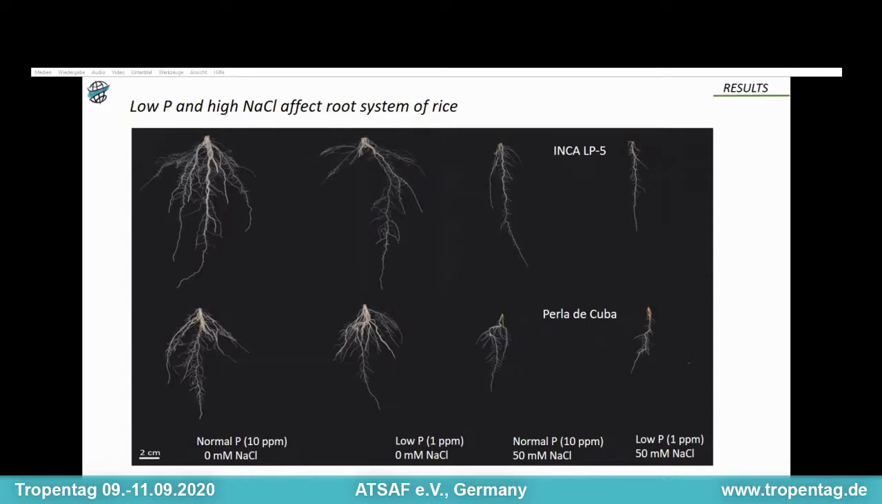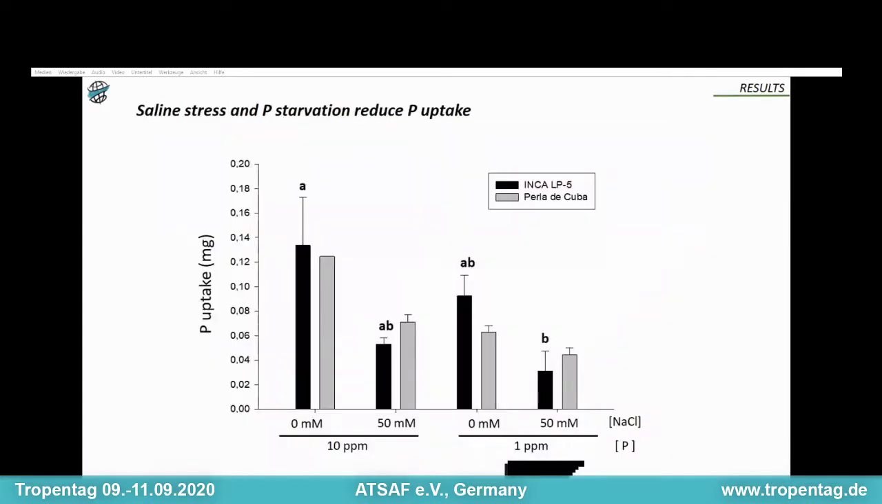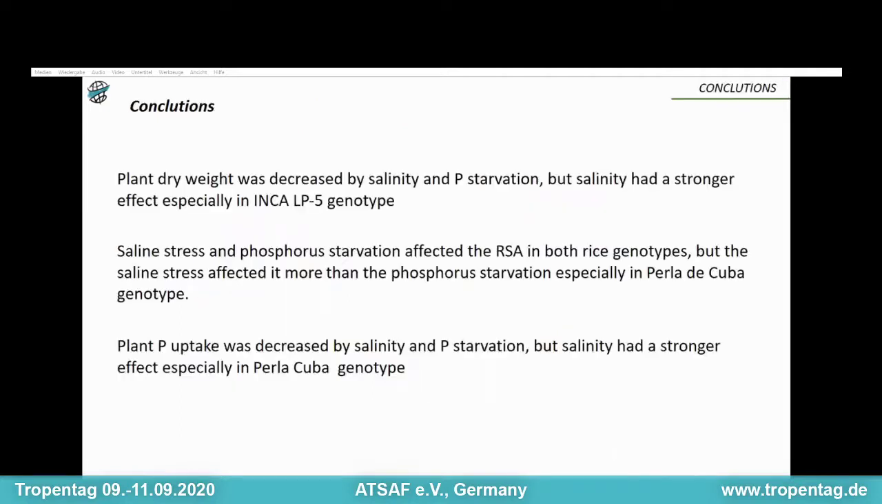And finally, as expected, we had a significant reduction of phosphorus uptake in Inca LP5 and Perla de Cuba, principally with salt stress and both stresses. With all these results, we have the following conclusions. Plant dry weight was decreased by salinity and P starvation, but salinity had a stronger effect, especially in the Inca LP5 genotype.